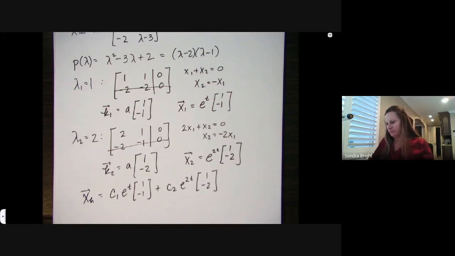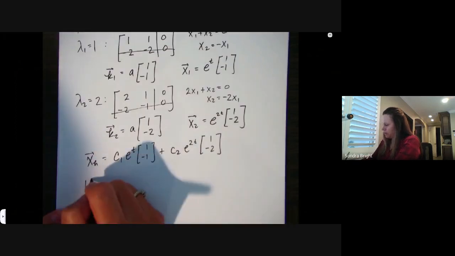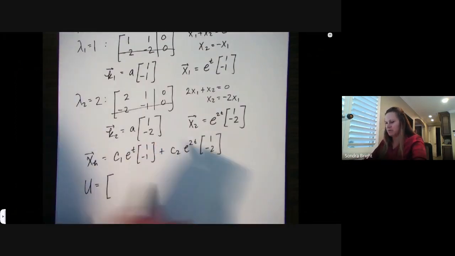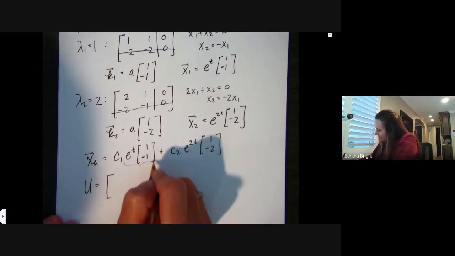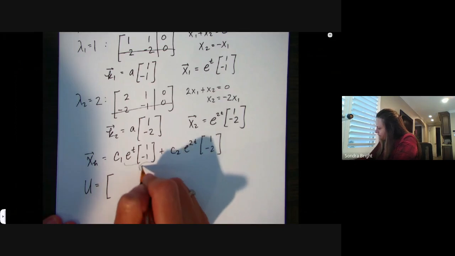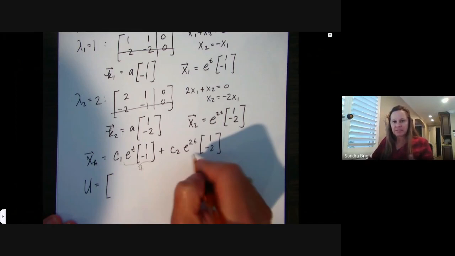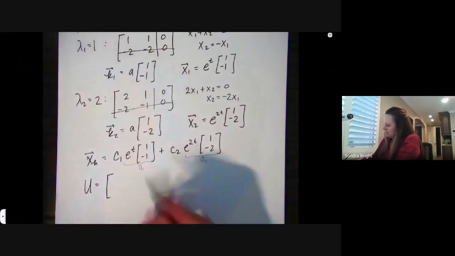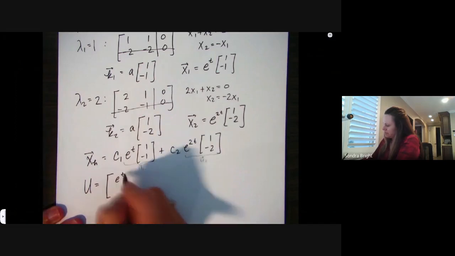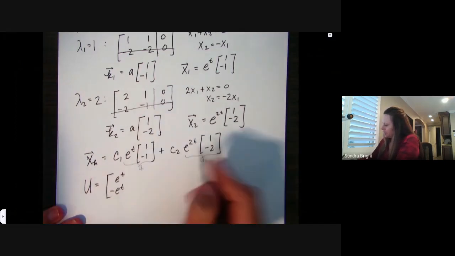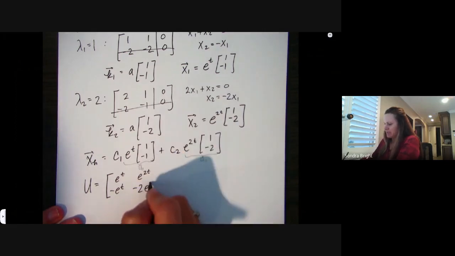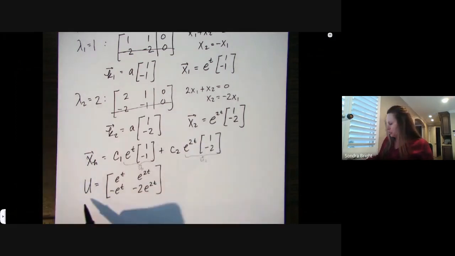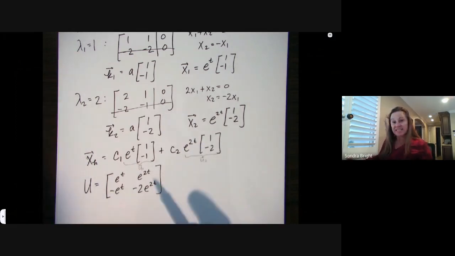Now, what variation of parameters says is I'm going to let this capital U matrix be the matrix composed of my u1 and u2. This guy is my u1 and this guy is my u2. So e to the t times 1, e to the t times negative 1, e to the 2t times 1, and e to the 2t times negative 2. So that's my capital U matrix. What we want is the inverse of this guy.